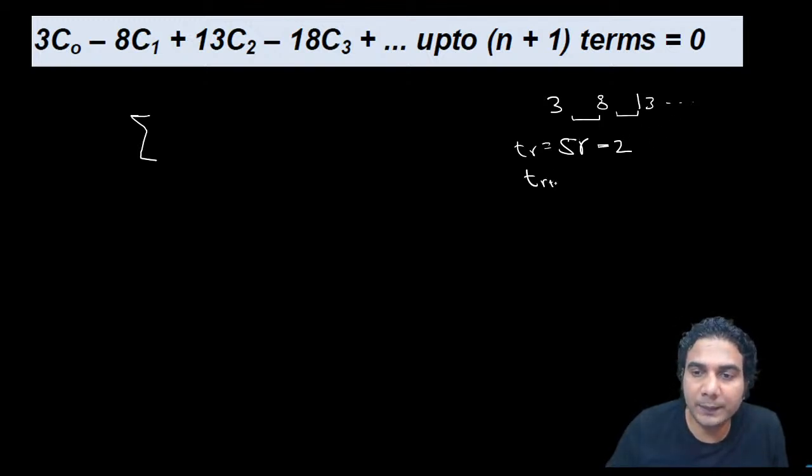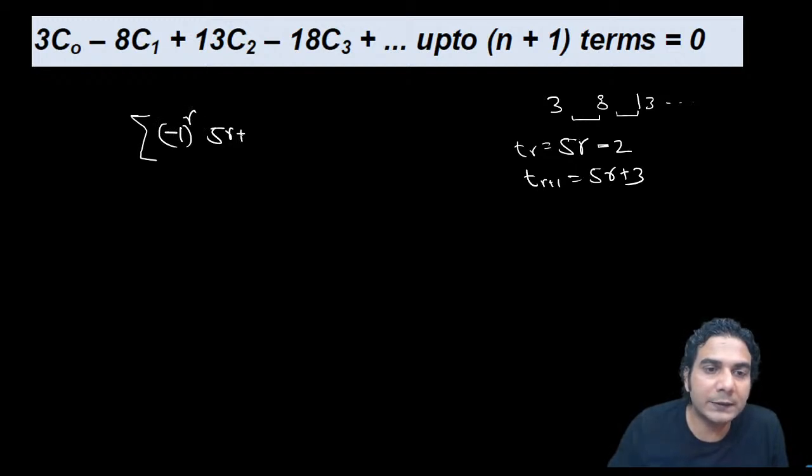So now you can write T(r+1), because nCr will be multiplied to the (r+1)th term of this. So you put r plus 1 in this, just add 5 in this, so 5r plus 3, all right? So it is minus 1 raised to r, 5r plus 3 and nCr, okay? So simple. This is the only thing you need to do carefully. r is starting from 0 to n, all right?